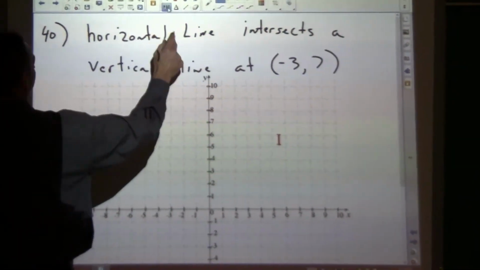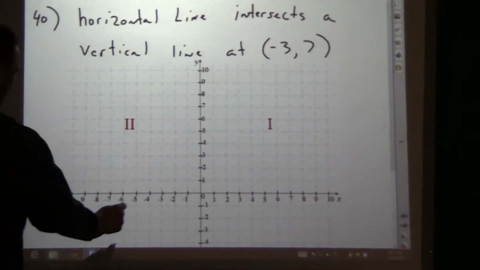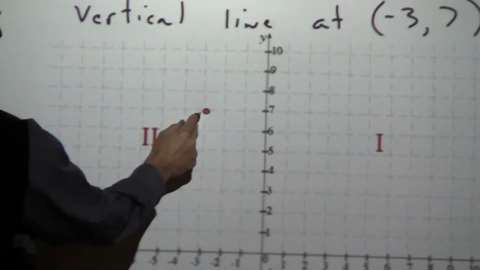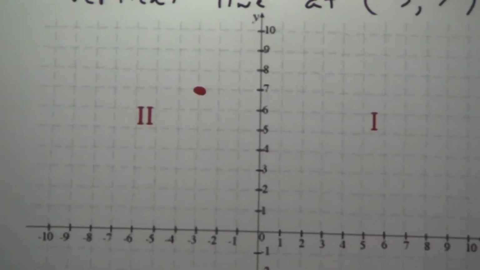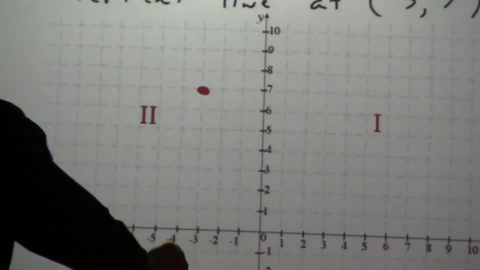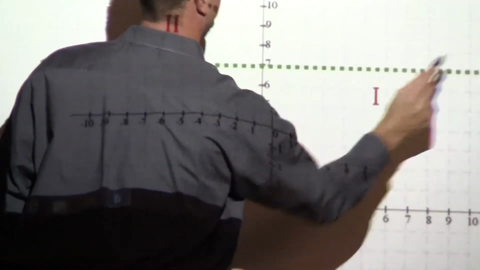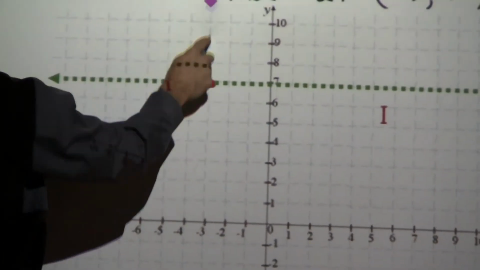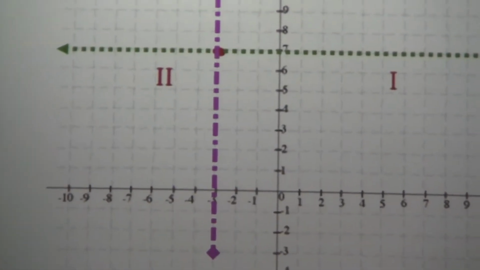All right, so now I'm going to graph the point -3, 7. -3, 7 is right here. Does everybody agree with that point? Yes. All right, so now a horizontal line intersects that point. So I'm going to put my horizontal line in green. And a vertical line intersects that point also. Does everybody see the picture?